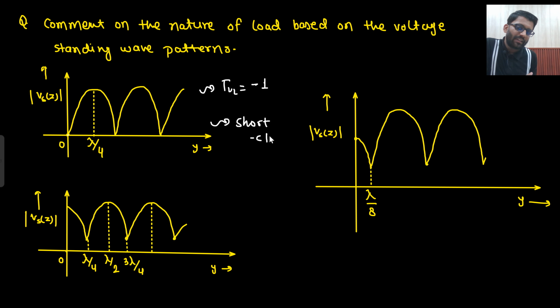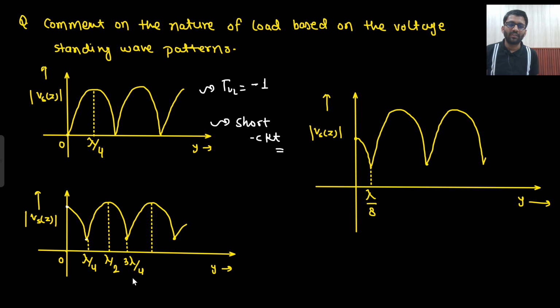So if your concepts are clear, if your diagrams are clear, then certainly you will be able to write down these answers. Okay. Now let's see this one. At lambda by 4 you are having voltage minima. That means at lambda equals to 0 you are having voltage maxima. At load only you are getting something conclusive.